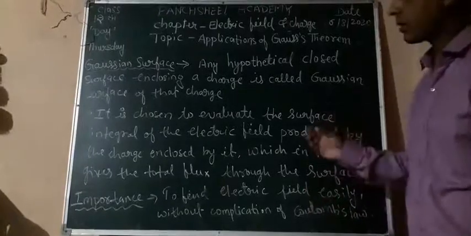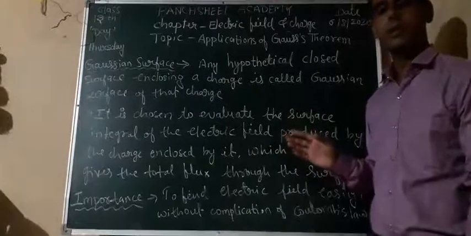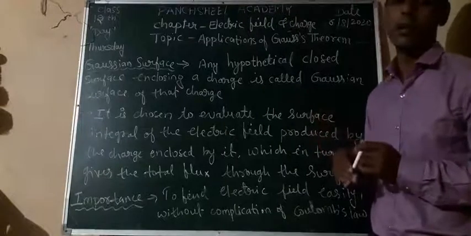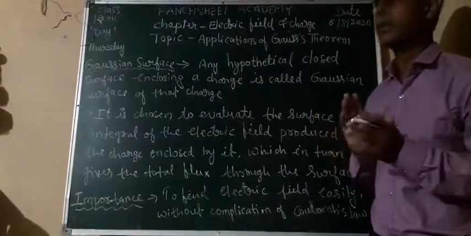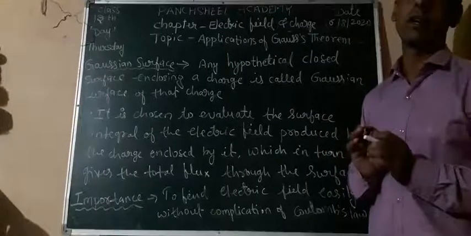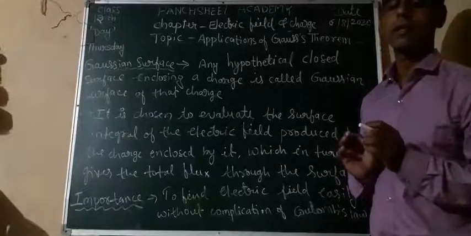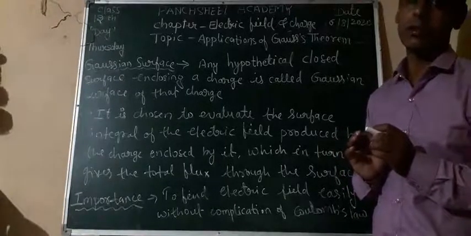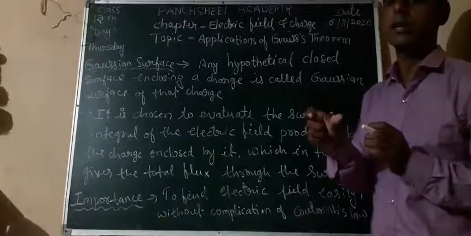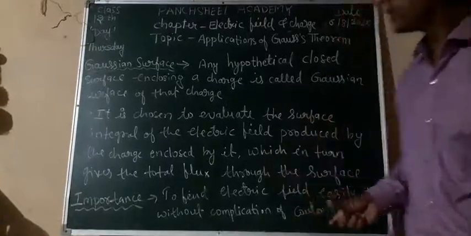We choose that surface as a Gaussian surface for which we can easily find the surface area. If we find the surface area easily, we can easily calculate the electric flux, because phi equals the integration of E ds cos theta. So if we have the value of ds, then we can easily calculate the electric flux. So write this.